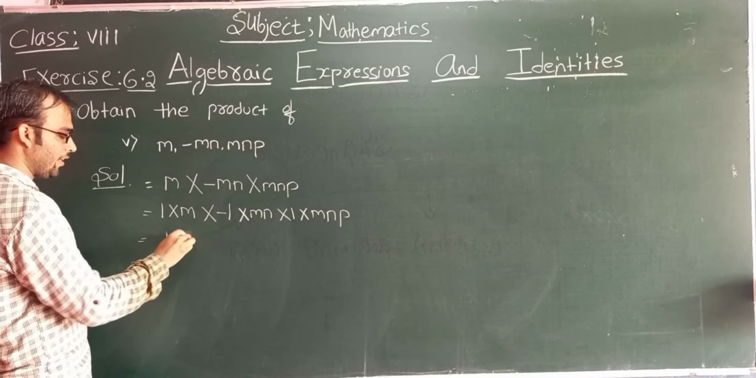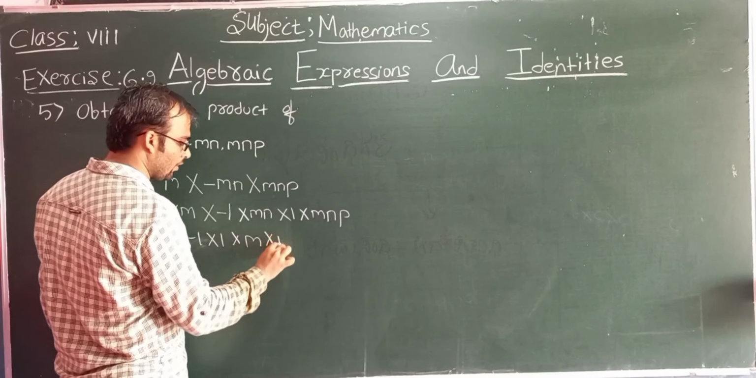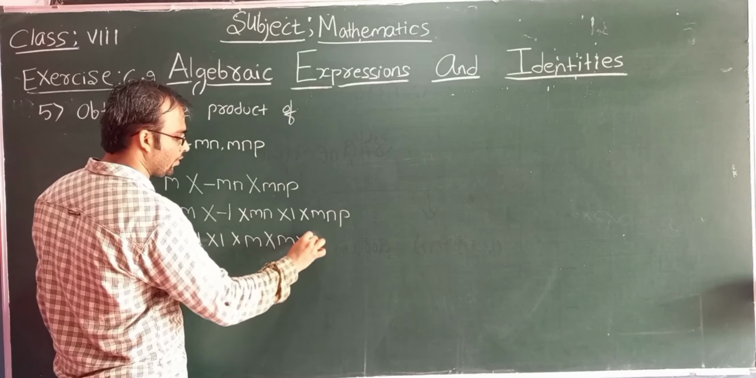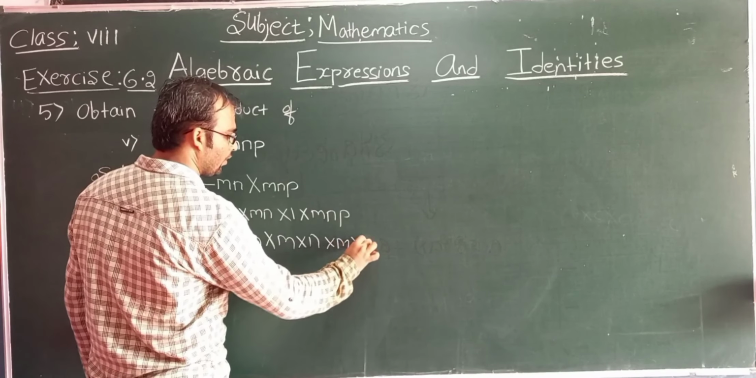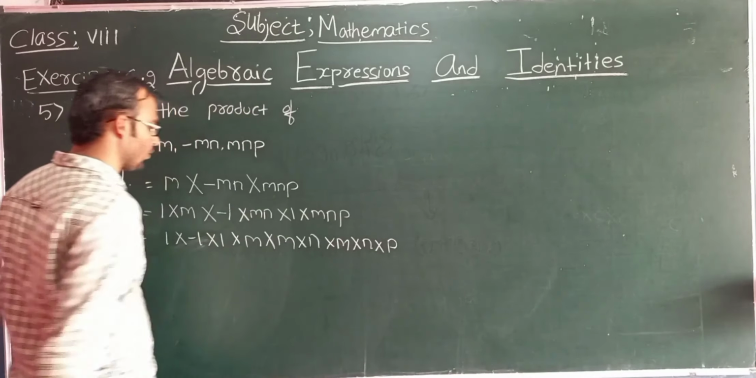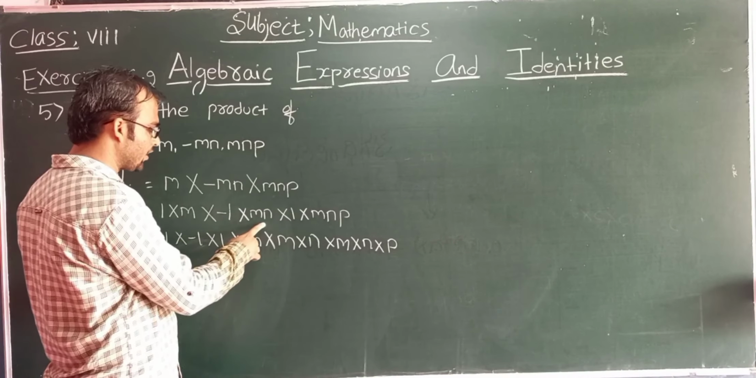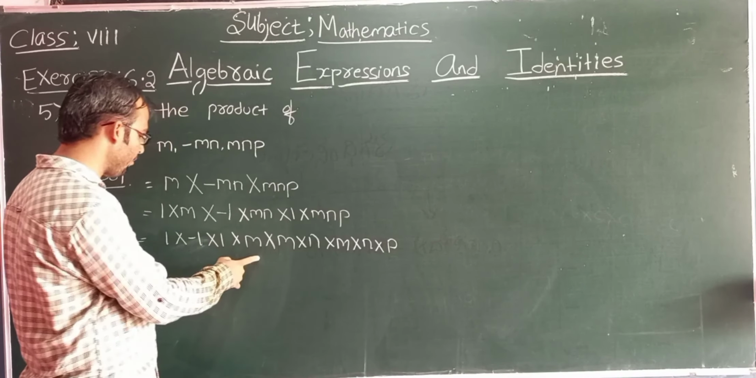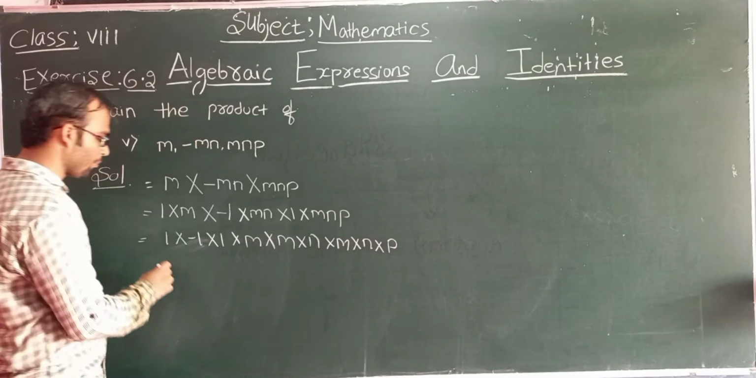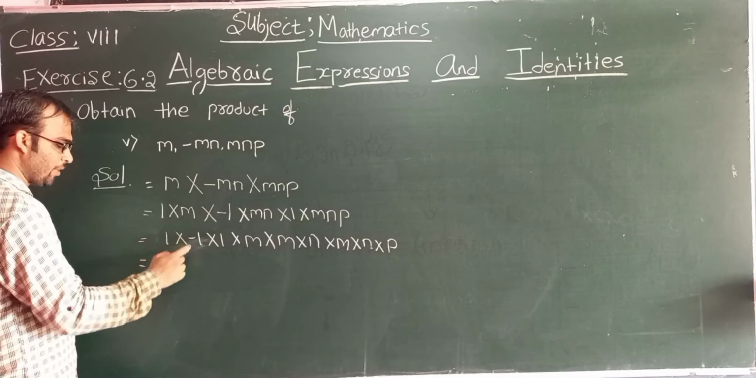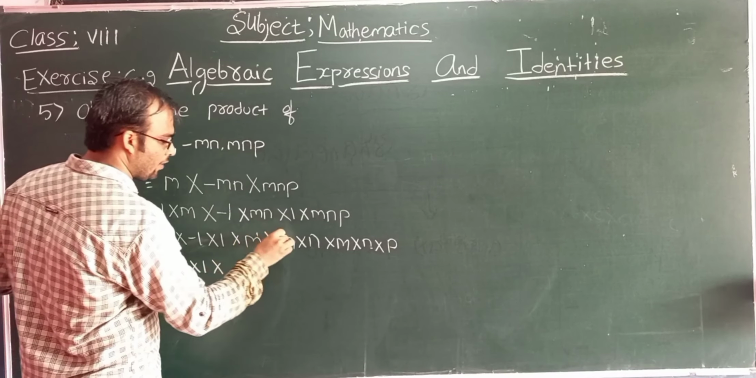Now group numbers one side: 1 into minus 1 into 1 into m into m into n into m into n into p. So here 1 into minus 1 into 1, and this can be written as m into, mn can be written as m into n, and mnp can be written as m into n into p. So plus into minus is minus, 1 into 1 is 1. So here m, here m, and here m.